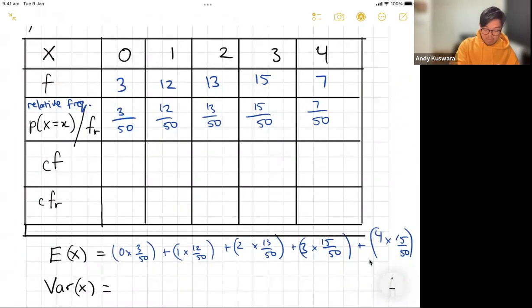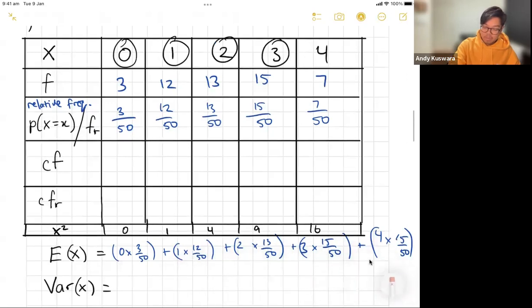Okay, let's say that there's an x squared. So what we do here is we find the x squareds. Whatever x is, you square it. So 0 squared is 0, 1 squared is 1, 2 squared is 4, 3 squared is 9, 4 squared is 16. Hopefully that's making a bit of sense.